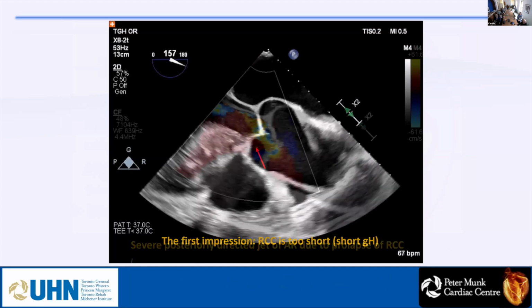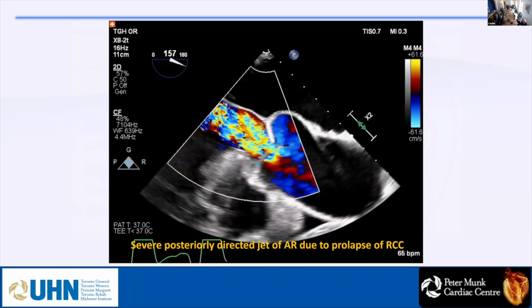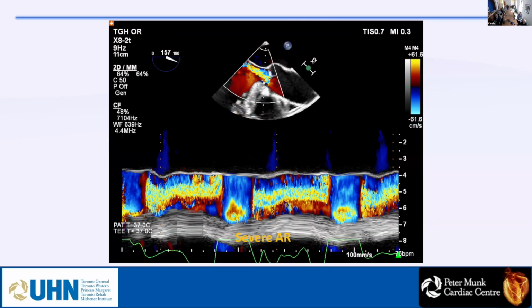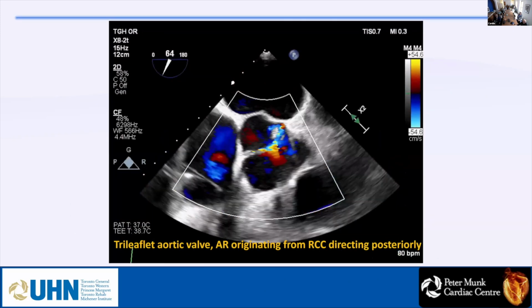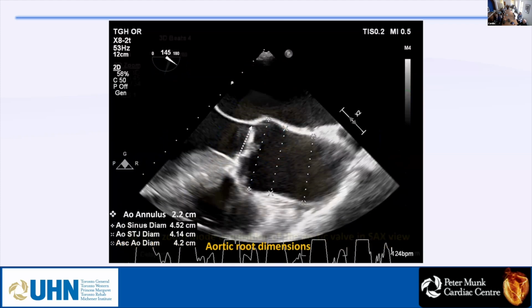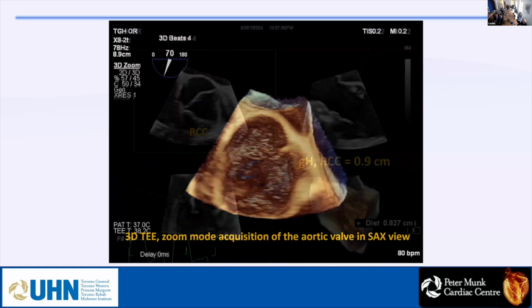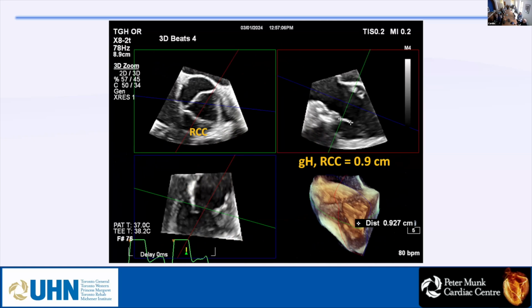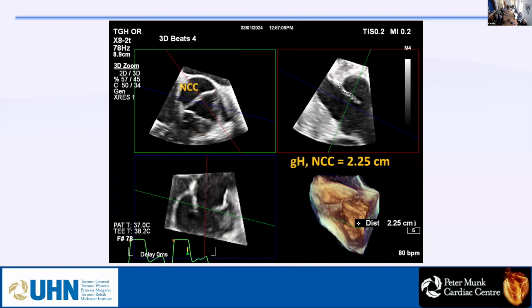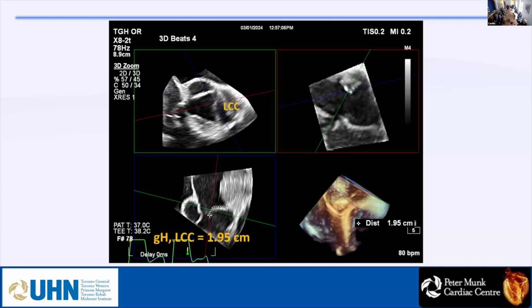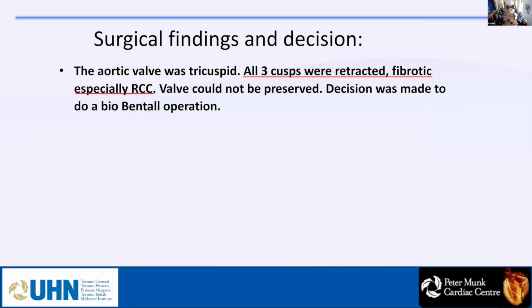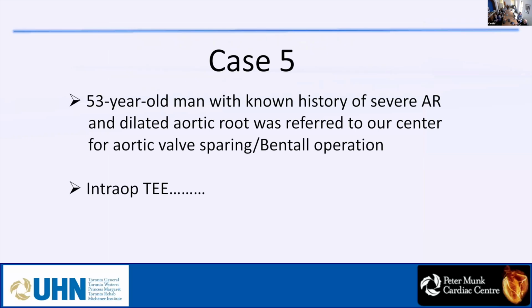You see, I measured the leaflet. Severe AI. So if I measure the leaflet geometric height, it came only 0.9. See, I measured here. So I told the surgeon that this valve cannot be preserved. This is Dr. David himself, and he replaced it. So you have to be sure that you are sure, because the surgeon might measure and you might be wrong.